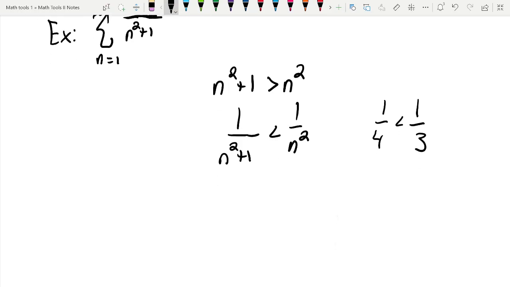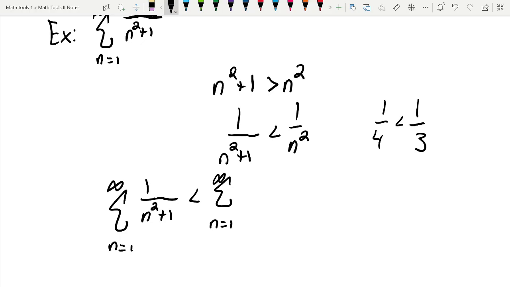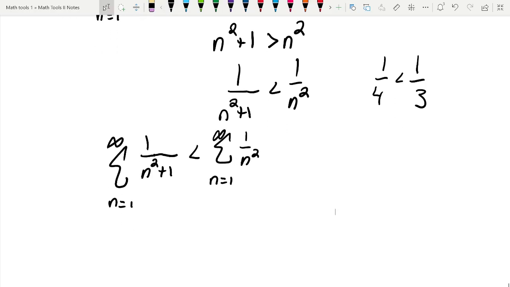So when we consider the infinite series from n equals 1 to infinity of 1 over n squared plus 1, this is definitely going to be smaller than the infinite series from n equals 1 to infinity of 1 over n squared. Because every term in this series is smaller than every term in this series. This one over here, we know is convergent. We know it's less than infinity.